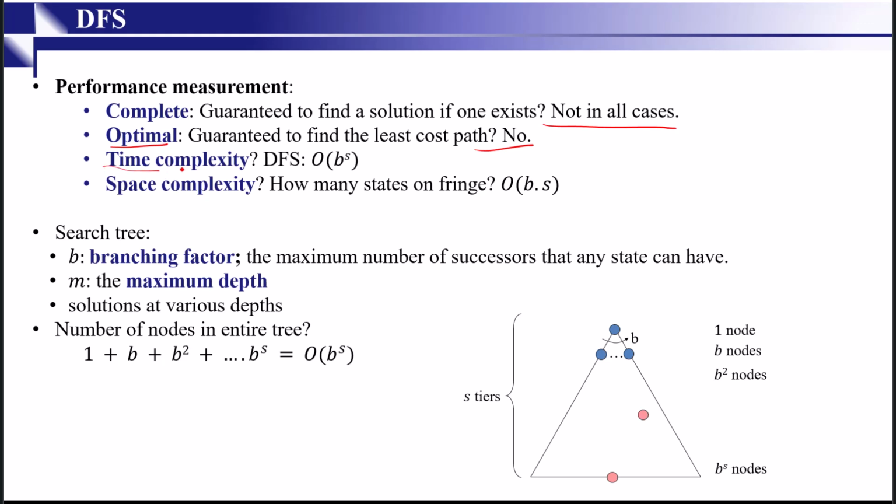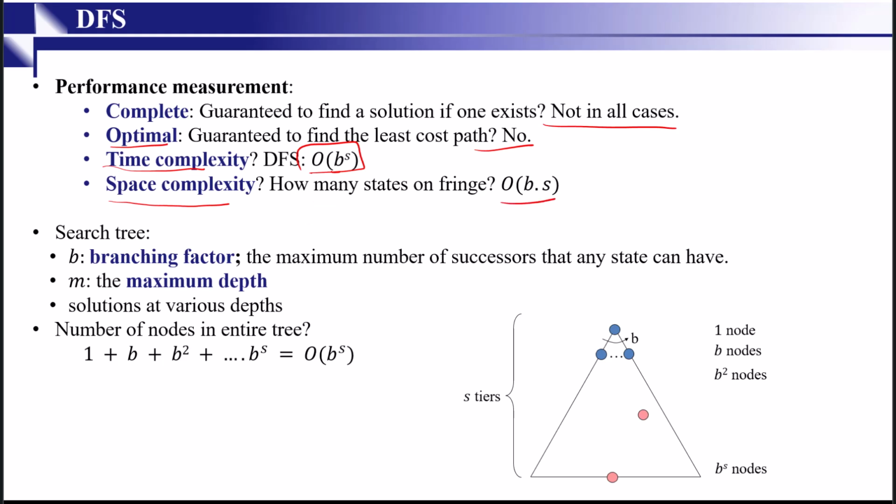For time complexity, DFS may need to explore all nodes down to the solution depth of S. If we consider B as the branching factor, the number of nodes expanded is roughly O of B to the power of S. In case of space complexity, DFS is memory efficient. The number of nodes on the fringe is proportional to the current path length times the branching factor, so B multiplied by S.